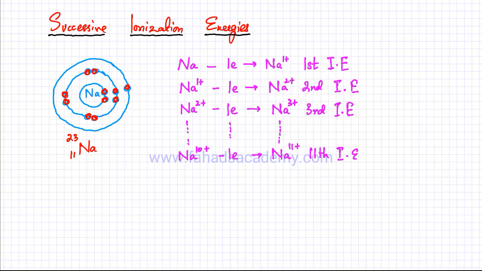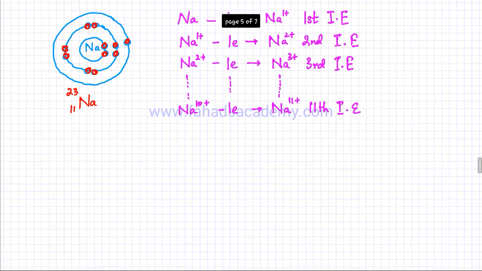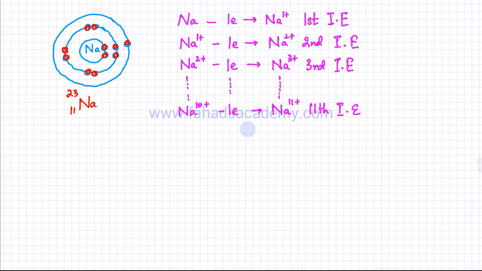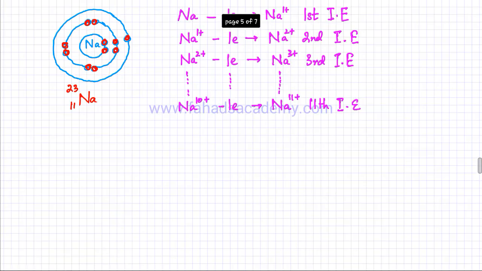ionization energy. Now I'm going to compare and see how these ionization energies are going to vary from first to the 11th. So I'm going to remove one electron at a time from the sodium atom and see whether the energy required is going to increase or decrease, or whether it's going to stay the same, and how the factors that affect ionization energy are going to affect these successive ionization energies.